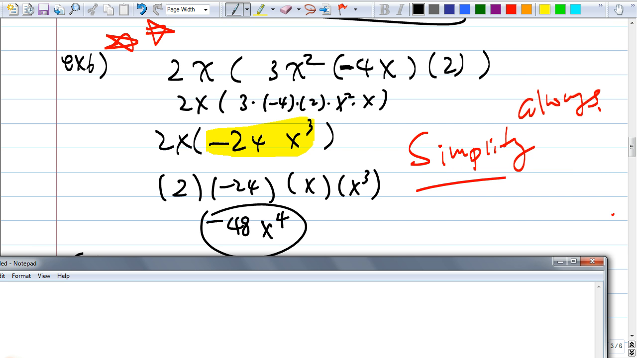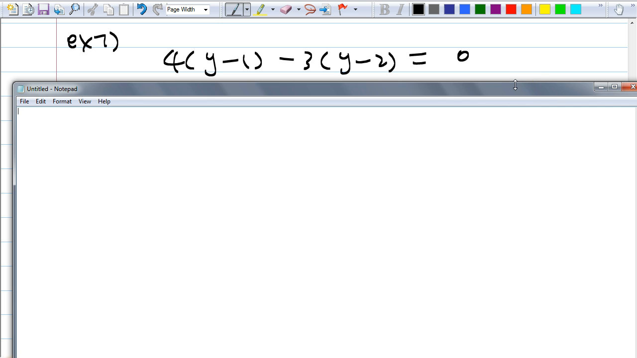May I go to example 7? All right. Take a look at example 7 here. This one looks very different than all the other examples that we've seen so far. Write this down: 4 times y minus 1 in parentheses minus 3 times y minus 2 in parentheses equals 0. How is this example 7 different than all the other examples that we did today? Few of you see it? Tegan, what do you think? What's the difference?